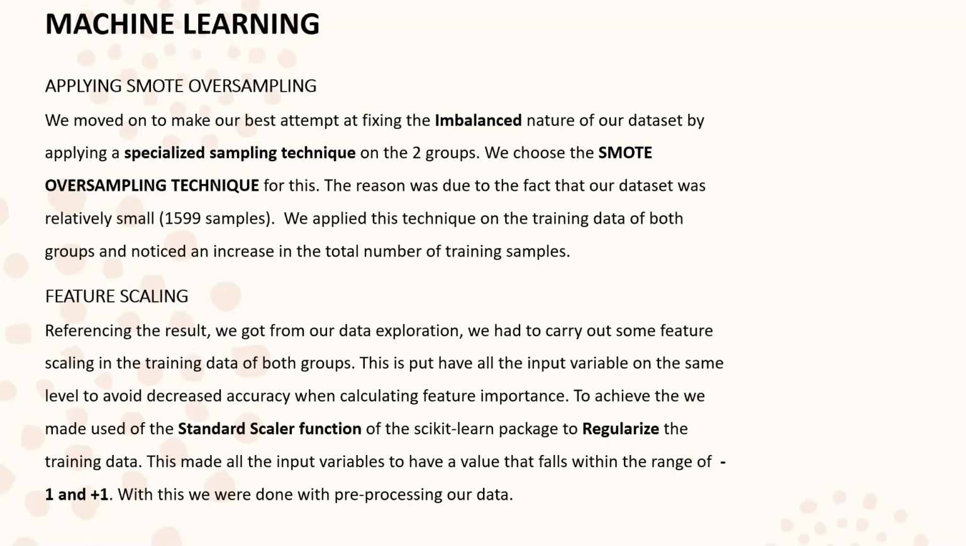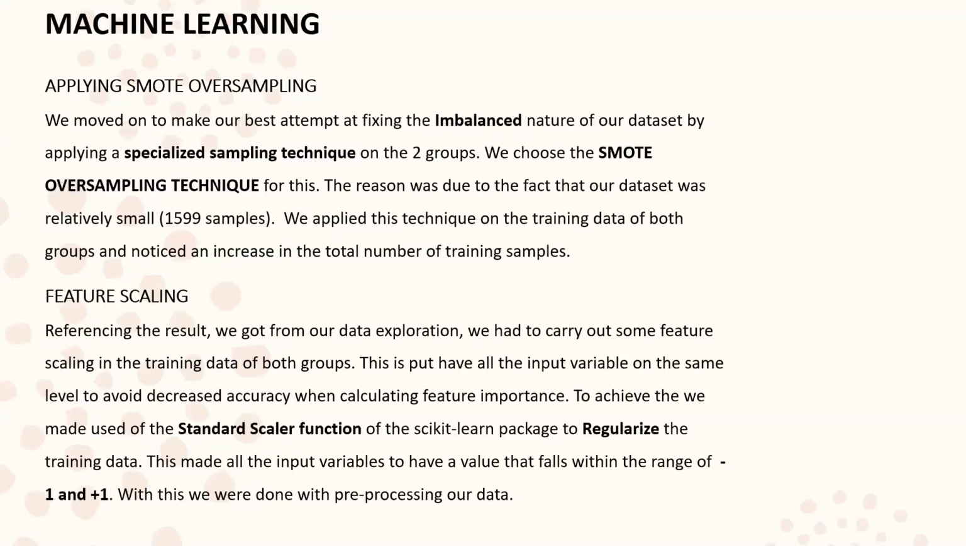So we chose SMOTE because the data set was small and we felt that would be better. After we did this, we noticed an increase in the total number of samples for our training data set because we applied the SMOTE oversampling technique to the training data set alone. We noticed there was an increase of, I think, 600. We went from like 1,200 to 1,800 after the SMOTE oversampling.